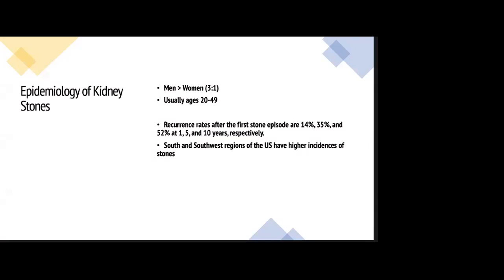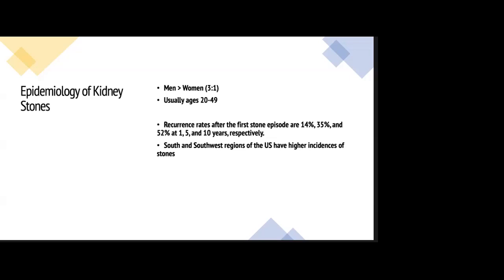Usually men are at a greater risk of forming kidney stones, on a ratio of 3 to 1. It tends to be a younger population, usually ages 20 to 49. And the younger you are, the greater the chance of the stones coming back in the future, and these rates can be up to 50%, as you see here. After a first stone episode, it can be 14% at 1 year, 35% at 5 years, and then 50% in the next 10 years that you're likely to suffer another kidney stone episode.